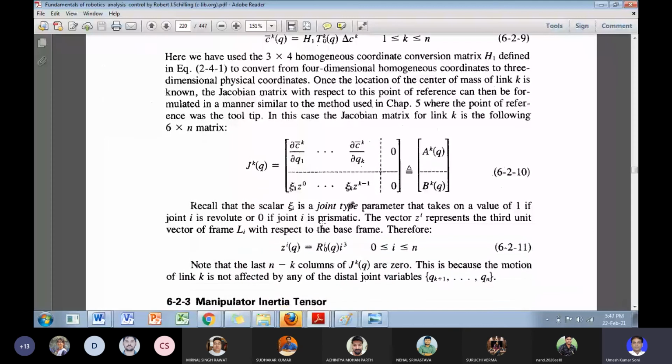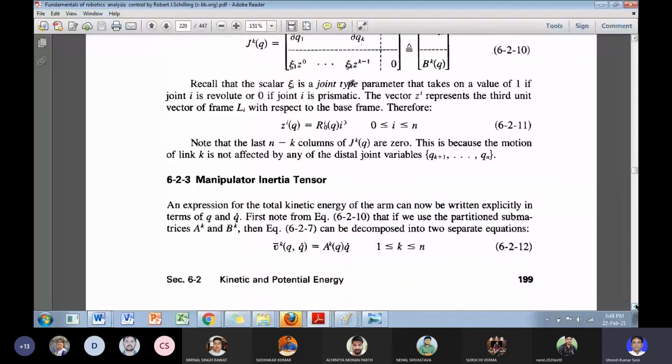For a prismatic joint we will keep 0, and for a revolute joint we will keep 1 here, and this row will generally be made up of 1 and 0 elements only. We will also later discuss how to derive the Jacobian matrix for any link. So now I conclude this lecture, and I will discuss the manipulator inertia tensor in the next lecture.